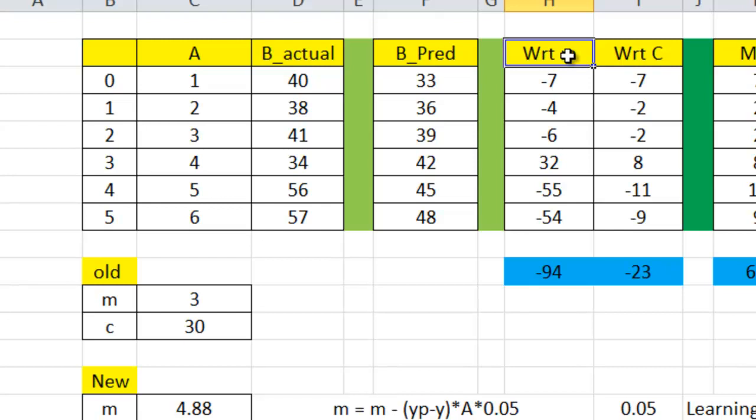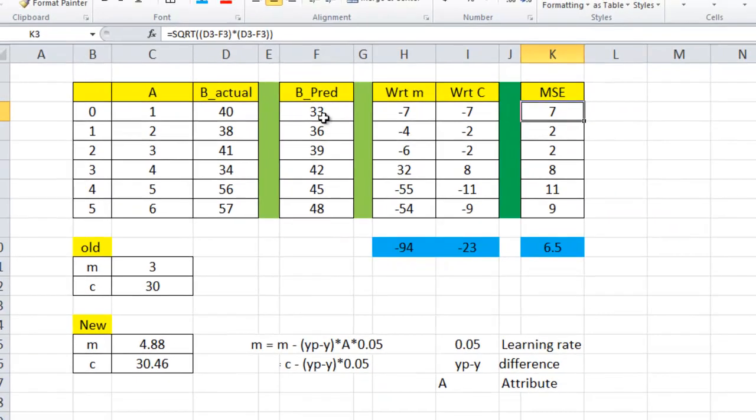In order to do so, I have calculated the difference between this value and this value multiplied by this value. That is with respect to m. With respect to c, you don't need to multiply because it's a bias in the system, so it's just the difference between these two. That is with respect to c. And what is the mean square error? The difference between actual and predicted, squared, and then finally take a root. This is the mean square error of the entire data set. This is the mean of all the errors with respect to the slope, and this is the mean of all the errors with respect to c.